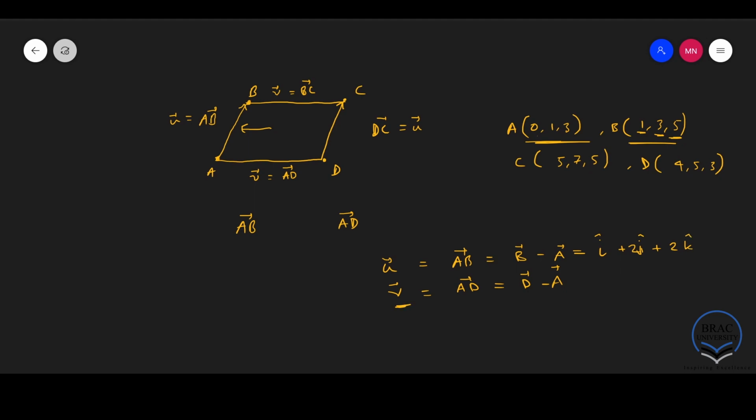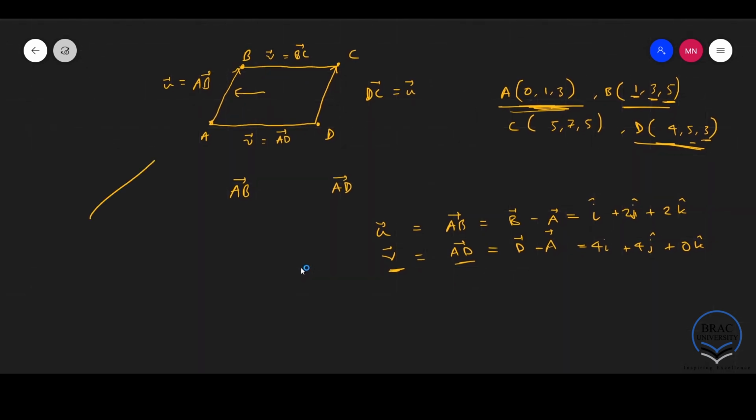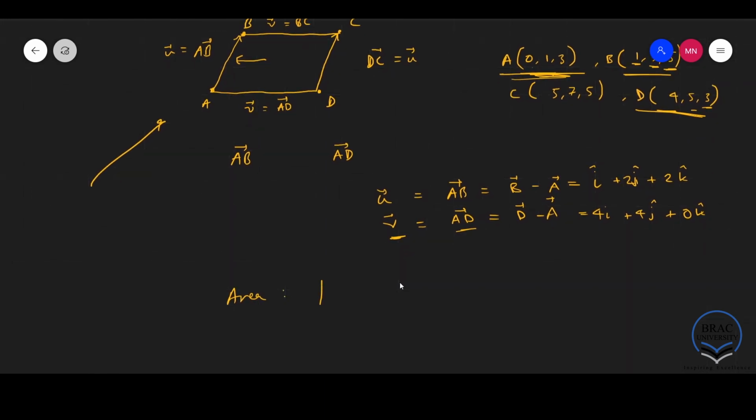For the vector V, I am subtracting the coordinates of A from D to find the vector AD. So I will have 4 minus 0, which is just equal to 4I, 5 minus 1, which is also equal to 4J, then we have 3 minus 3, which is 0K. If I wanted to find the area of this parallelogram, this will be just equal to the magnitude of the cross product of U and V. Since the vectors U and V correspond to the sides of this parallelogram, the magnitude of this cross product will be equal to the area.